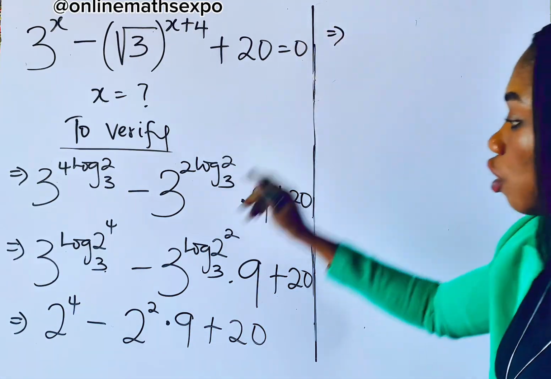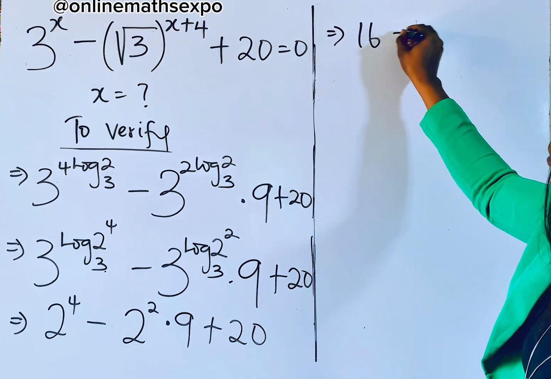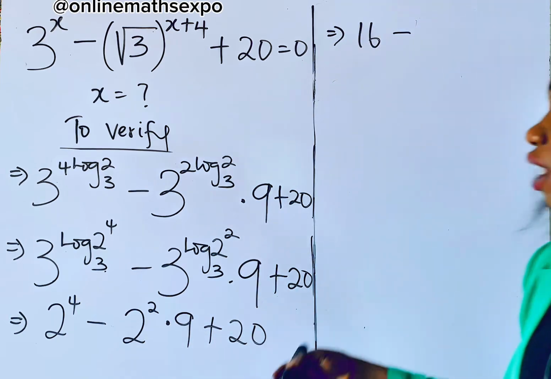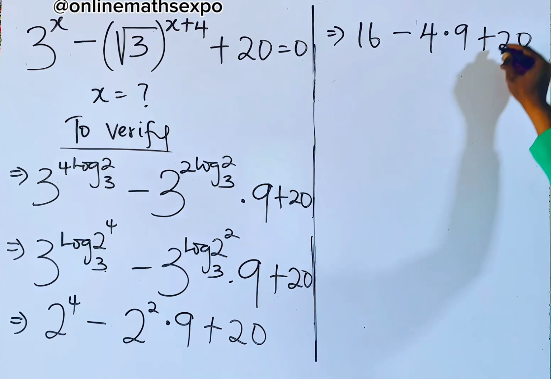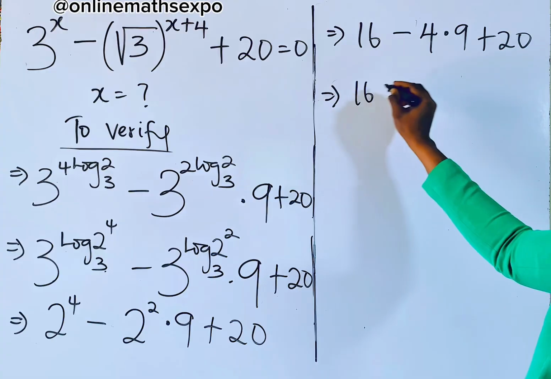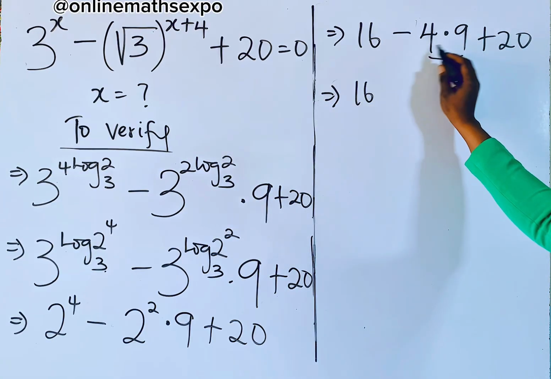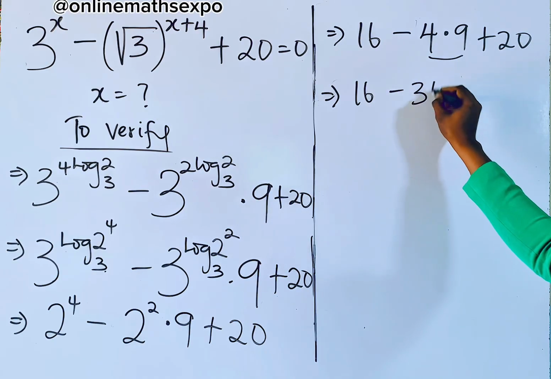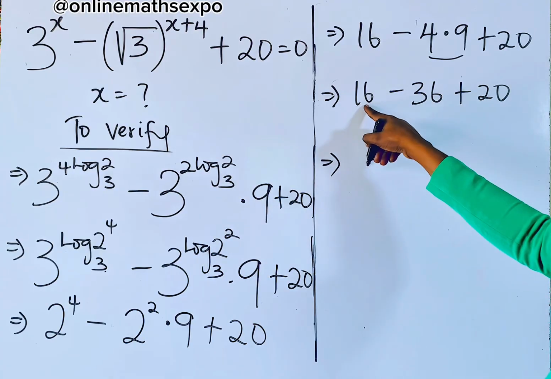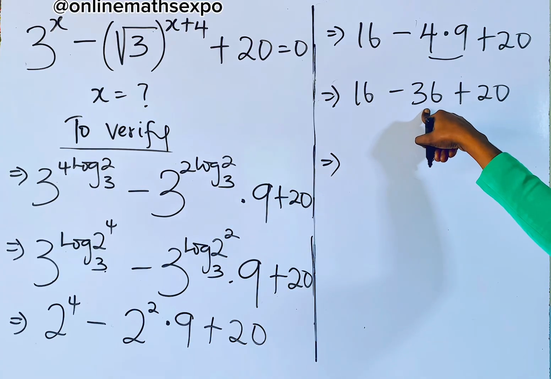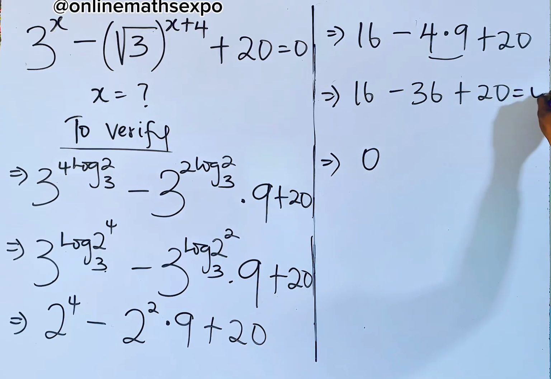We now have 2 to the power of 4, which is 2 multiplied 4 times to give us 16, minus 2 to the power of 2, which is 2 multiplied 2 times to give us 4, okay? Then add 20. So we're going to have 16, multiply this, deal with your PEMDAS, okay? So multiplication, do this, it gives us negative 36, add 20. So this will give us negative 20 add 20 will give us 0. So this is equal to 0.